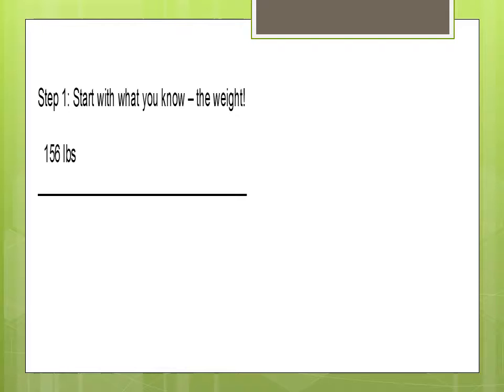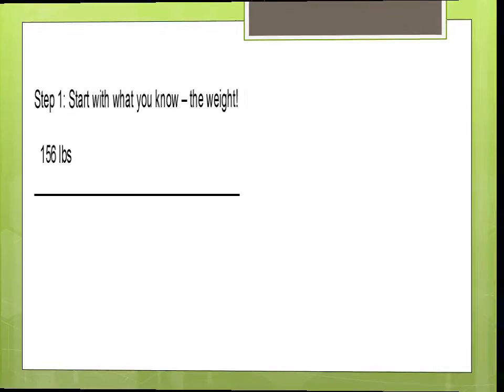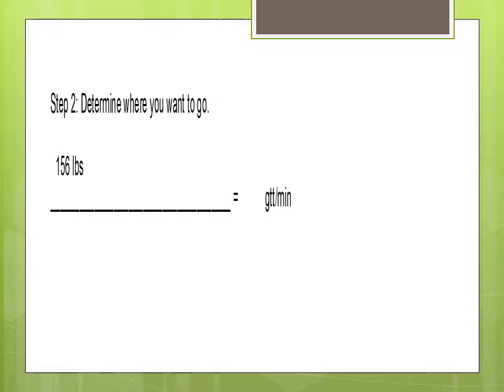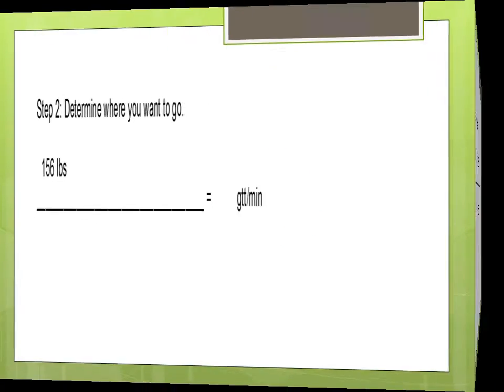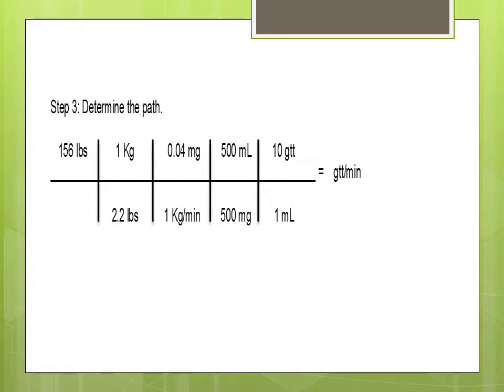Step 1, start with what you know, the weight. Step 2, determine where it is you want to go. Because we are infusing by gravity, we know that our answer is going to be expressed as drops per minute. Step 3, determine the path.